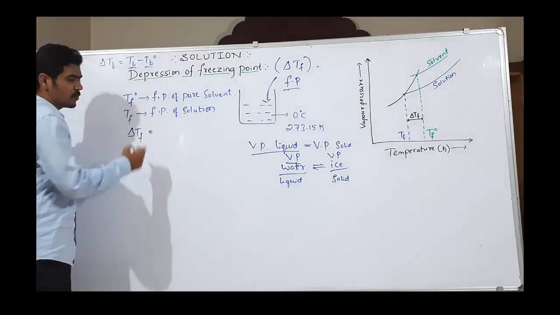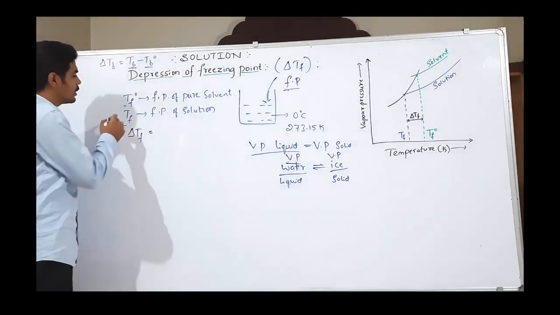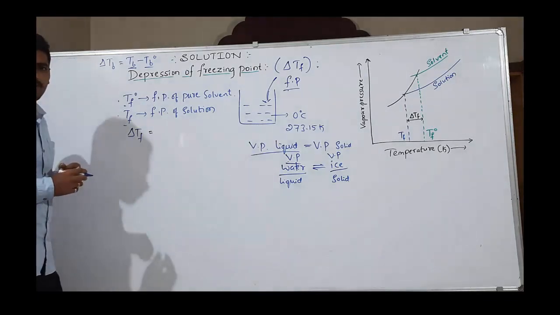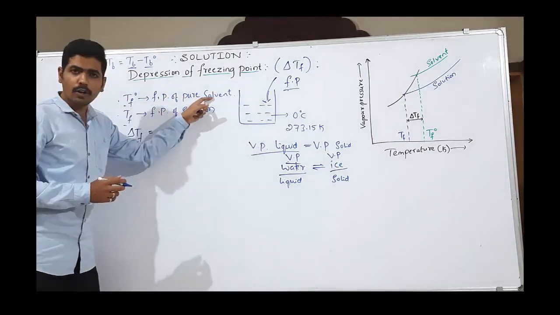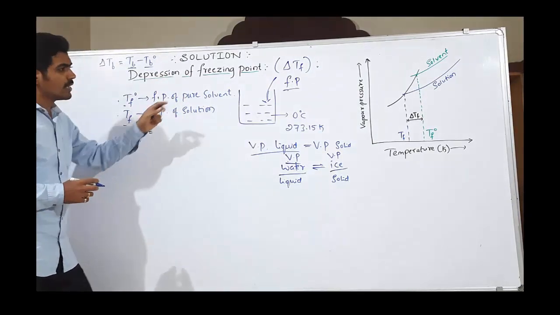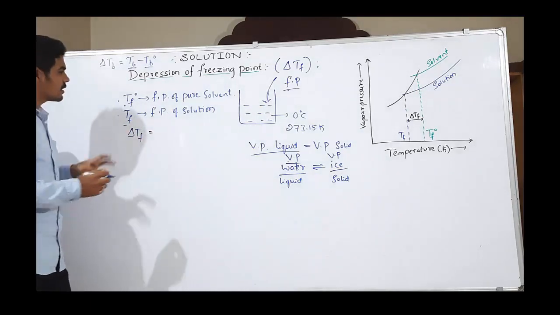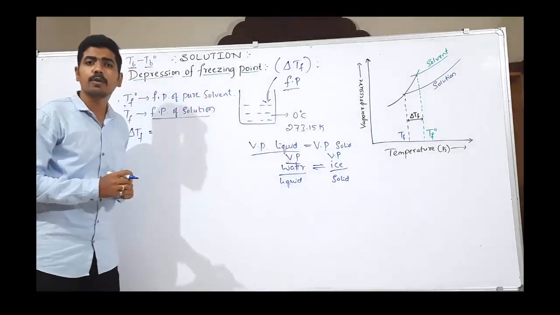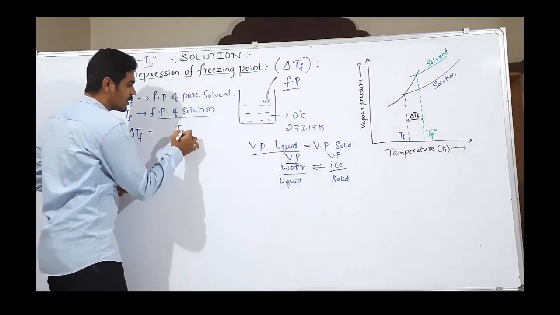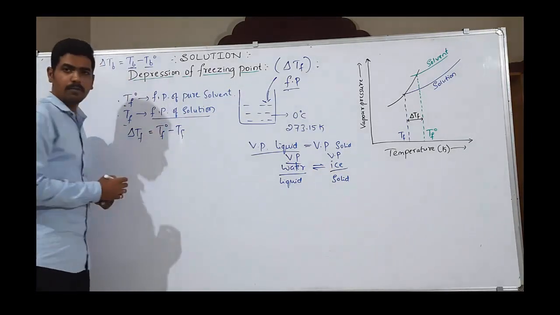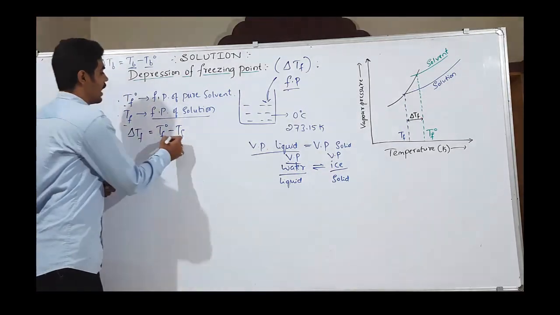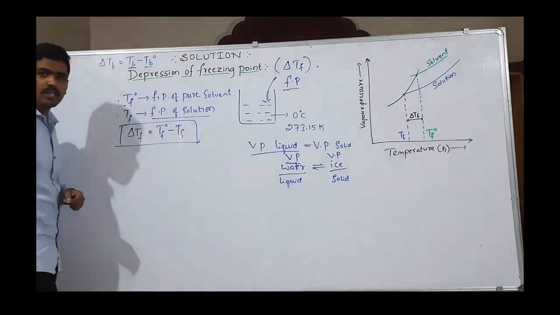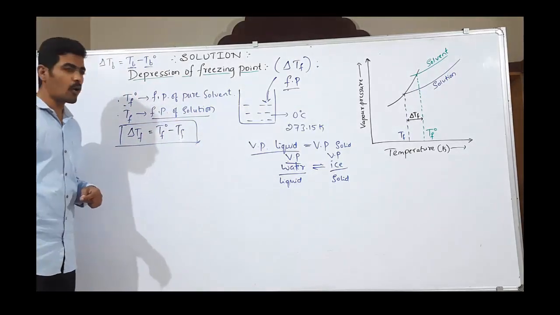But first, which one is to be taken, TF or TF naught? Which value is higher here? The TF naught or TF? As you know, TF naught is the freezing point of pure solvent. Upon addition of solute, its freezing point decreases, meaning the freezing point of solution is less as compared to the freezing point of pure solvent. So we will subtract TF from TF naught, because TF naught has the higher value and TF has the lower value. Upon subtracting these two freezing points, we will get the depression of freezing point, that is represented as delta TF.